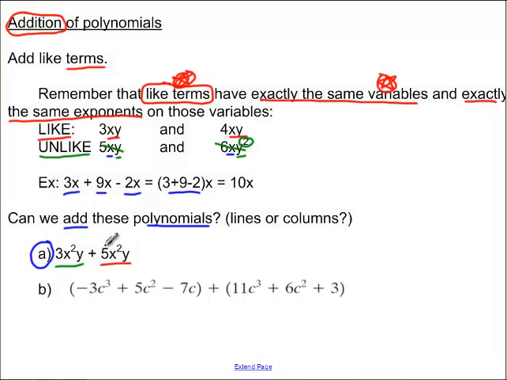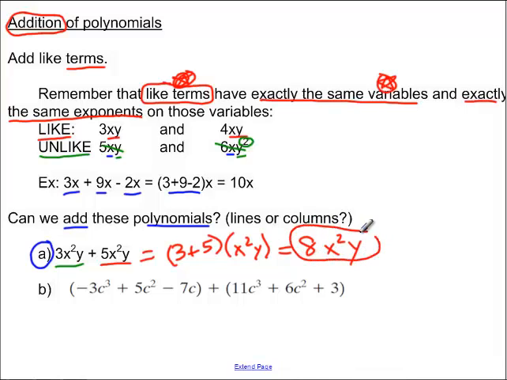So, that said, we can add these up. Just like up here, we just add the coefficients, or subtract the coefficients later on. In fact, in the next section we're going to talk about subtracting polynomials, but for right now we're adding. So we add up the coefficients. The coefficients are the numbers in front of the variables, so we get 3 plus 5 times the variable x squared y, and what that means is 3 plus 5 is 8x squared y, and that's our answer because we added up the green polynomial and the red polynomial to get 3 plus 5 is 8.